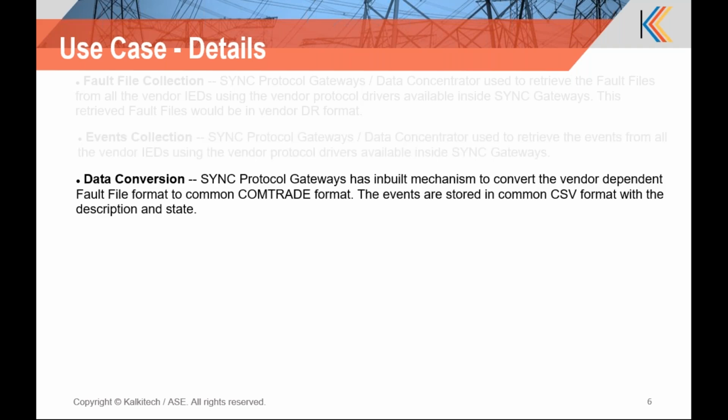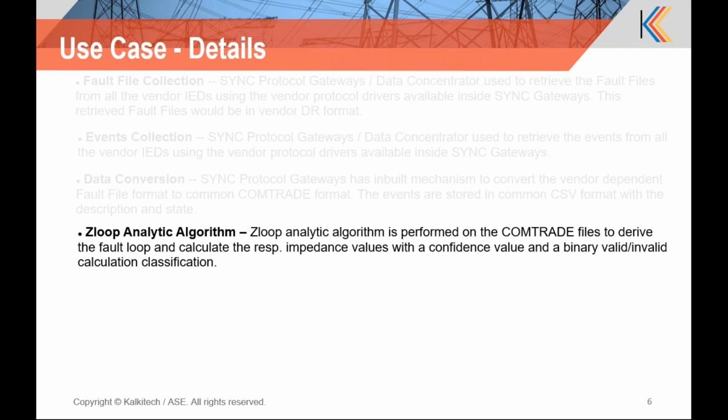Then data conversion: the fault files are converted into the common COMTRADE format, events are stored in common CSV format, and pushed to the central system for further analysis. Another key case is the loop analytic algorithm. This analytic algorithm is performed on the COMTRADE file and calculates the respective impedance value with respect to the fault, and this data is sent to the central location for analysis.